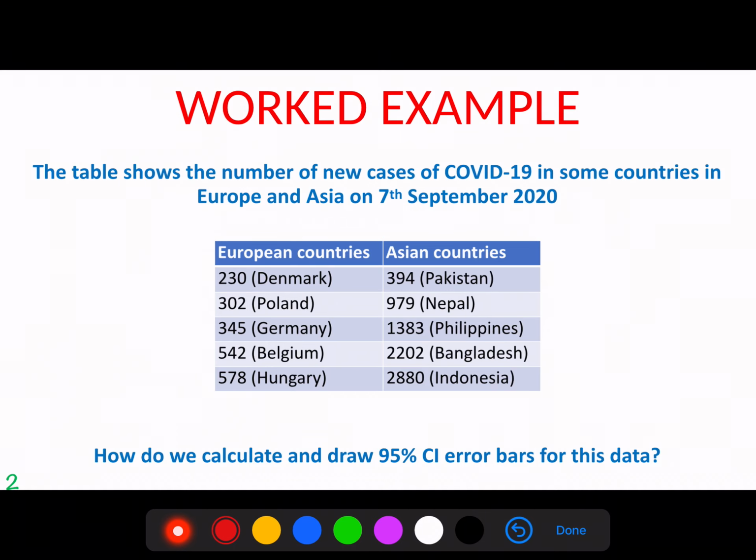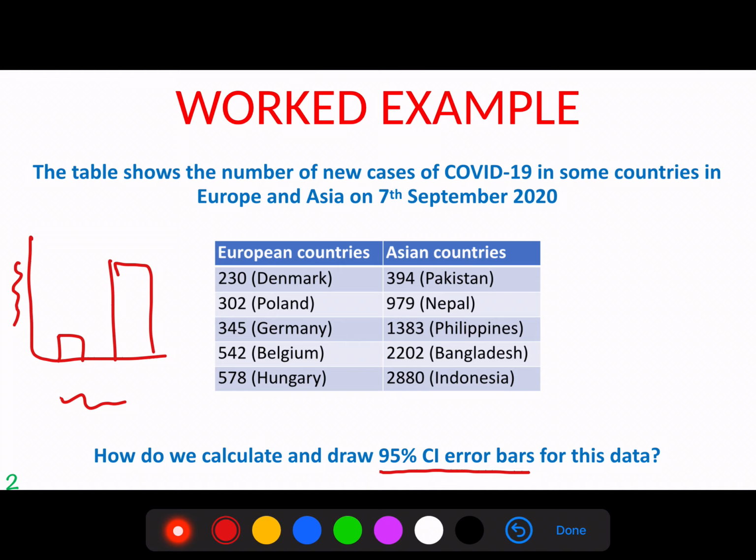So we're going to consider a worked example. And that worked example is actually in keeping with the theme of COVID-19. I've chosen a date here, a few days ago, and I've chosen 5 European countries and 5 Asian countries. Ultimately, what we're going to try and do here is plot a bar chart with countries down here, number of new cases on the 7th of September here, and I'm sure that you can appreciate, even by looking at the data, we're going to have 2 bars, one of which, probably for Asia, will be higher. But the point here is I'd like to show you how to calculate these error bars based on the data I've just shown you.